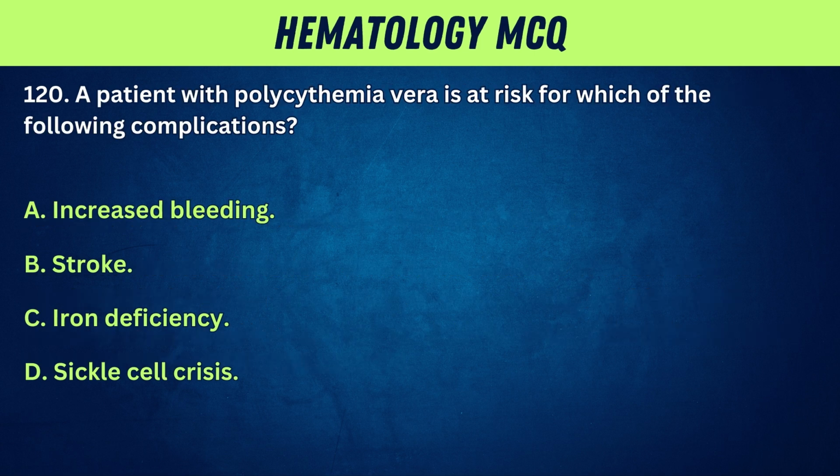120. A patient with polycythemia vera is at risk for which of the following complications? A. Increased bleeding. B. Stroke. C. Iron deficiency.